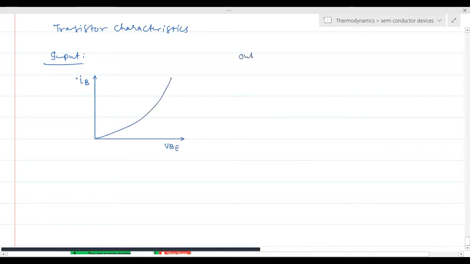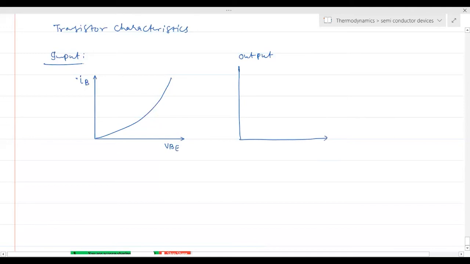And when we think of output characteristics, automatically we are having some regions.